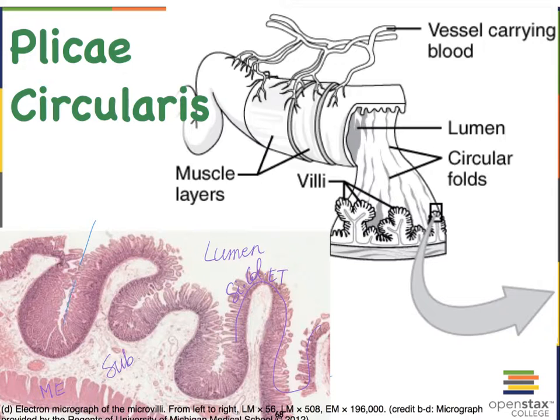So this, for instance, is a villus, as is this one. Each one of these is a villus, and the plural is villi. So that also increases the surface area. The villi, as you can see here, are within these circular folds. These are your circular folds here, and the villi are these smaller invaginations.